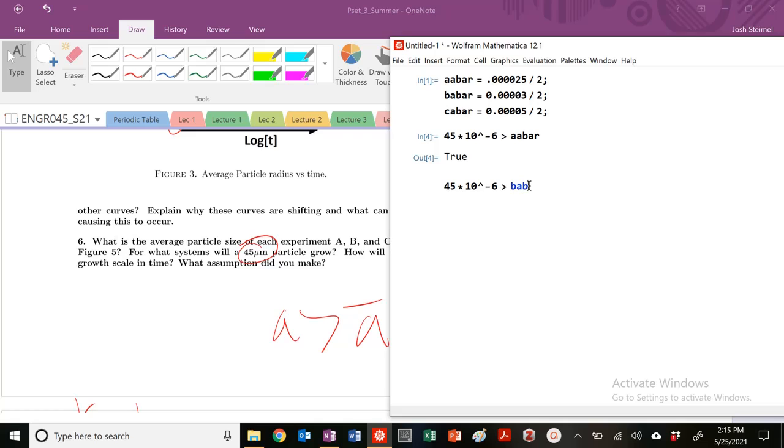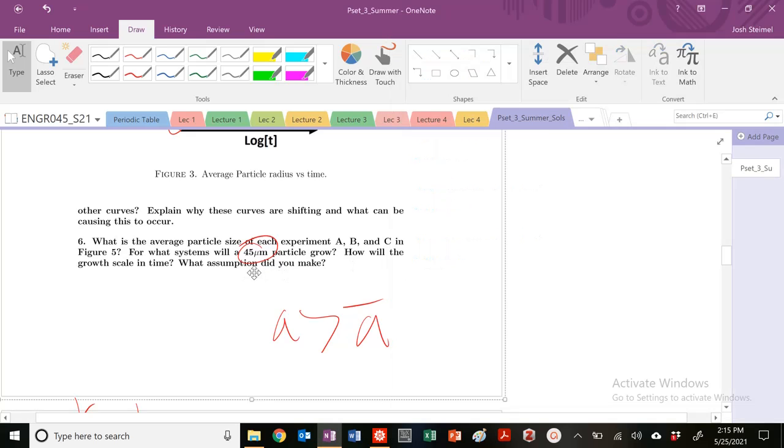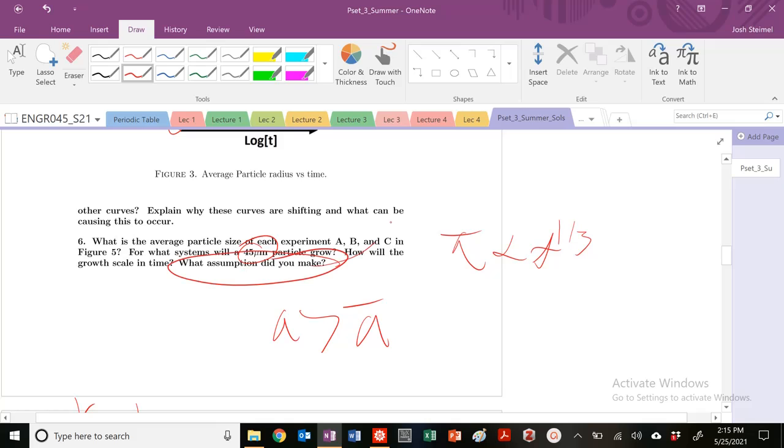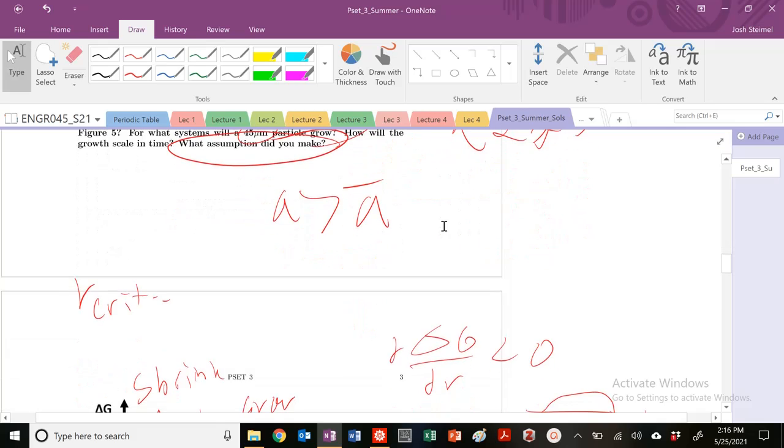BA bar. True. And then what about C? CA bar. Good. That's it. And again, the assumption that we're making is that the growth scaling in time, we say that our average particle size grows as t to the 1/3, and that is due to the fact, again, we're assuming that the growth is dominated by this maximum particle growth rate, A equals 2A bar. This is the particle size that dominates essentially the growth behavior of our system.